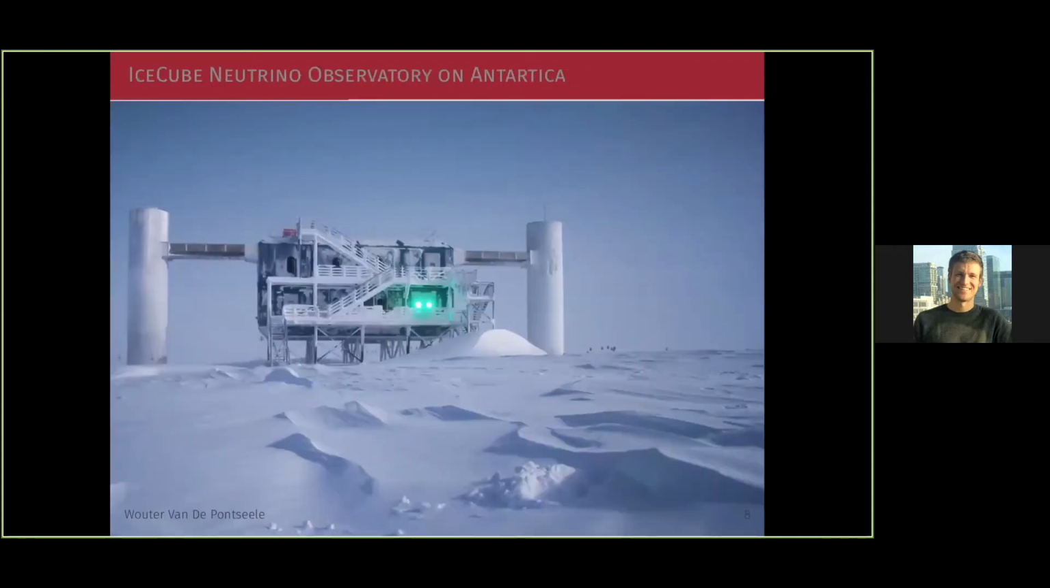And one of the most beautiful experiments in the world, I think, is the IceCube experiment. And this is an experiment in Antarctica, and it actually uses the Antarctic ice sheet to look at neutrinos. So this is just the surface of the detector where people live and where the data is stored. But the ice sheet in Antarctica is 3 kilometers deep.